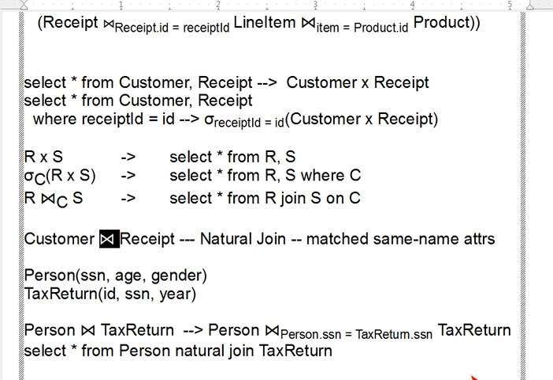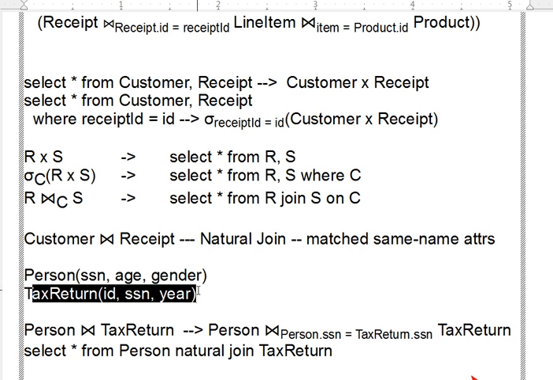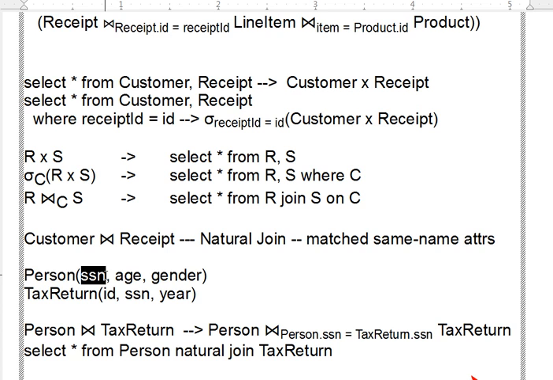So let's say we have two relations, person with attributes social security number, age, and gender, and then tax return. These represent a one-to-n relationship between person and tax return, with the foreign key tax return social security number referring to the primary key SSN in person. One person may have many tax returns, right, for many years.